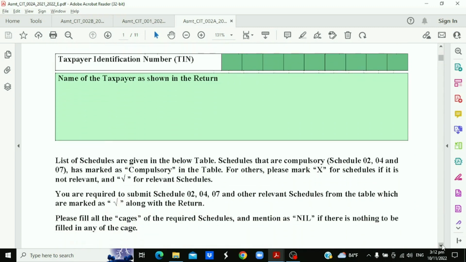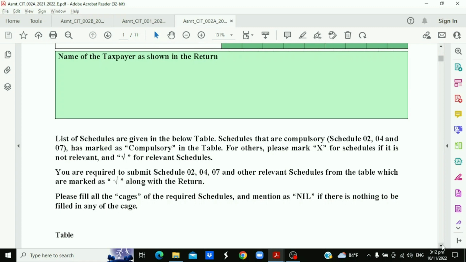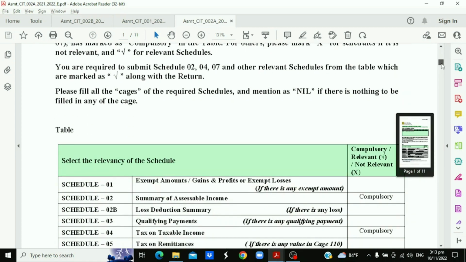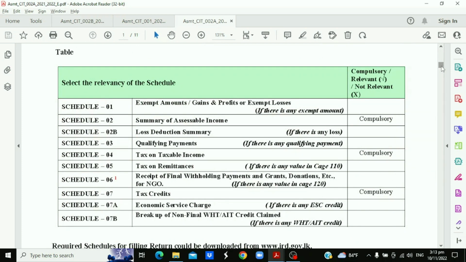Then first we give some small understanding of how we can select relevant schedules. If you just refer to this paragraph, you can identify it. There are three compulsory schedules: schedule 2, schedule 4 and schedule 7. Those are compulsory. Even if you are submitting a nil return, you have to submit schedules 2, 4 and 7. Other than that, all the other schedules are relevant only if there are any details to be disclosed.